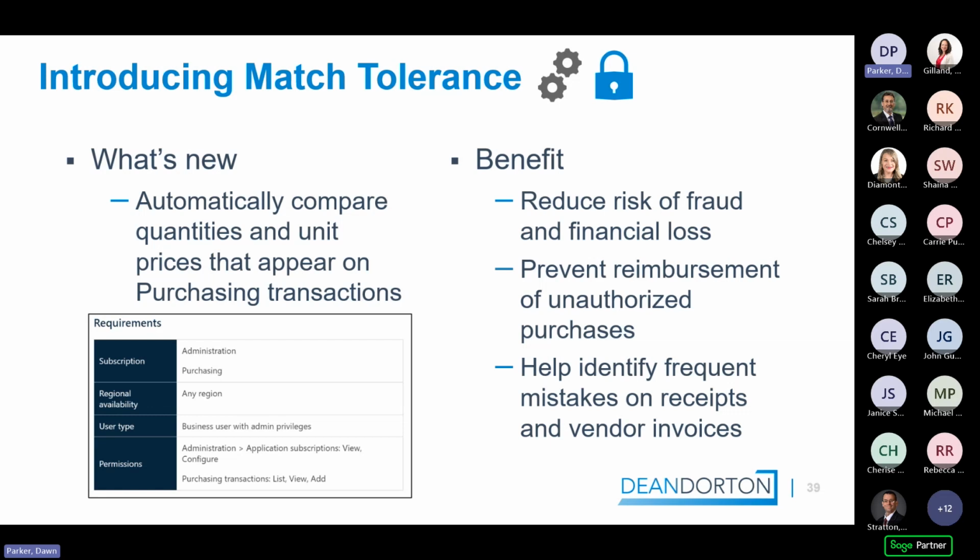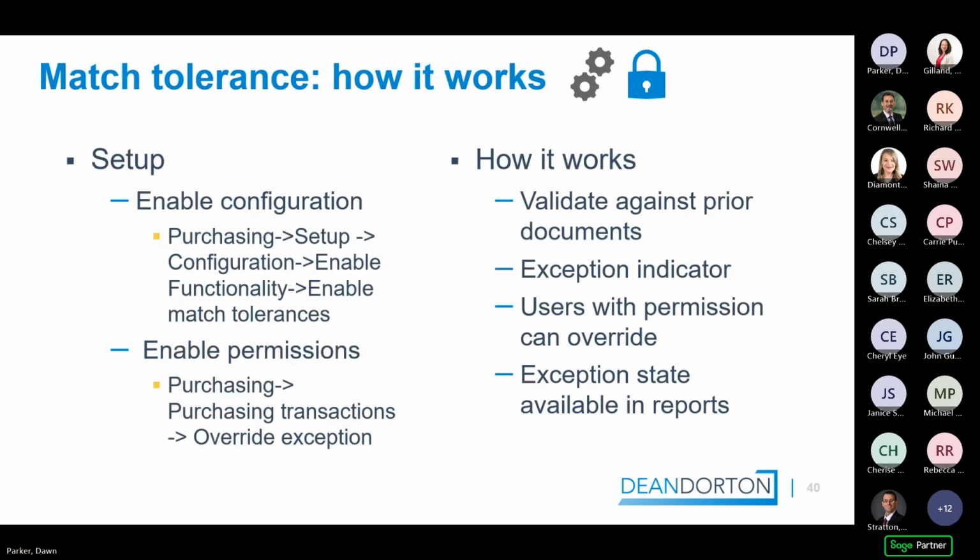So if you have a history of receiving different amounts or different quantities or dollar amounts than the purchase order was for, this will help you track and prevent that. Also, this match tolerance feature has some configuration changes and some permission changes that we'll walk through in the demo.